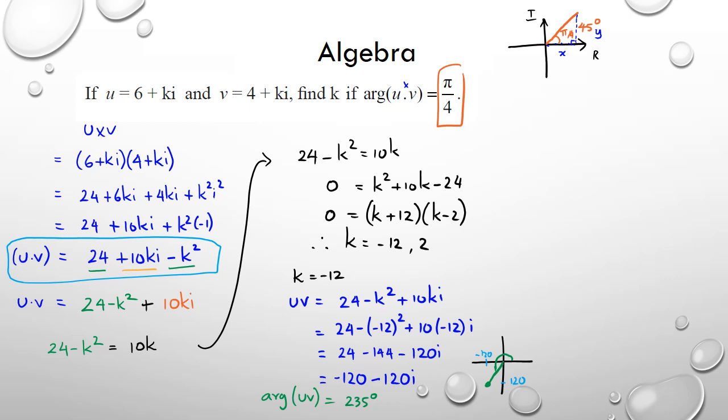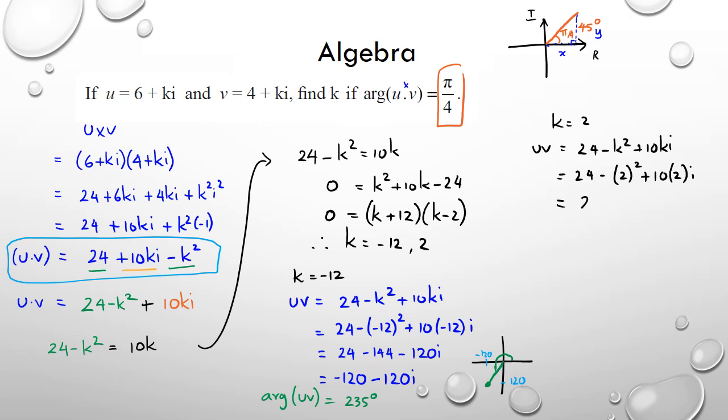So let's try when k equals 2. If we try k equals 2 and then do uv, we have 24 minus k squared plus 10ki. Okay, substituting your k, you have 2 squared plus 10 times 2 times i.